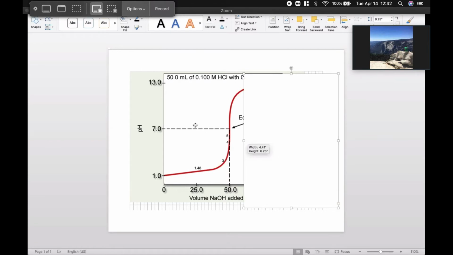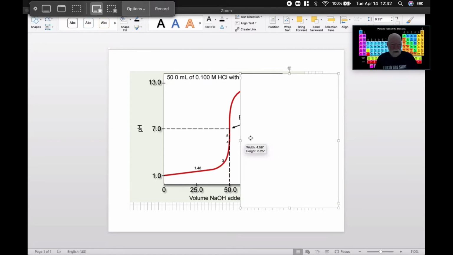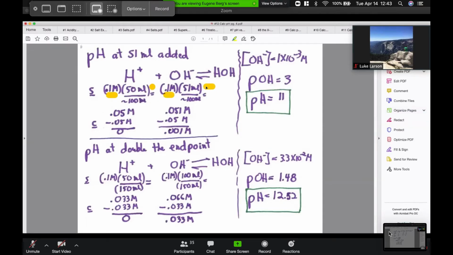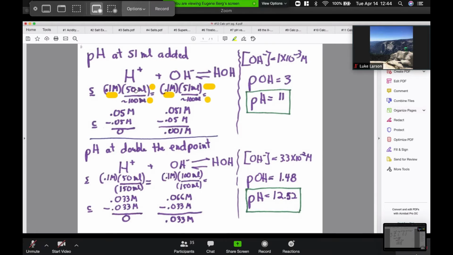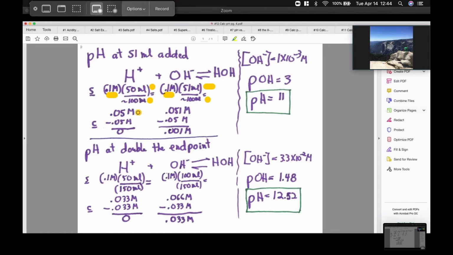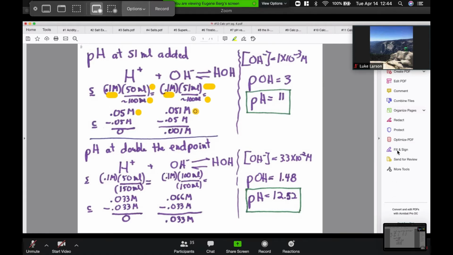Okay, now I want to do 2 more points with you to get the overall shape of this thing. I want to go beyond the endpoint. I want to go to 51 milliliters. Taking dilution into account, 50 plus 51 is 101, but we're trying to get the shape of this thing, so just use about 100 milliliters as the total volume. So in the case of the acid, 50 over 100 times 0.1, so 0.05 molar is its diluted concentration. Notice the base, 0.051 molar.